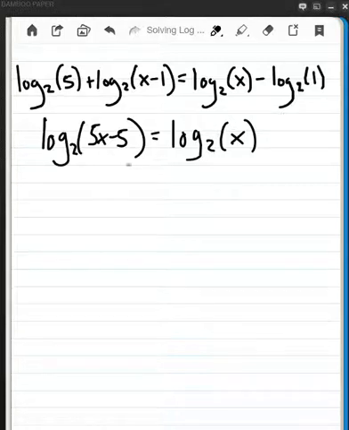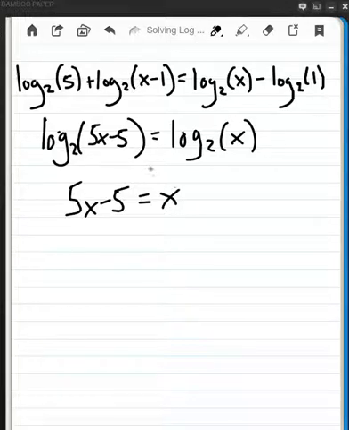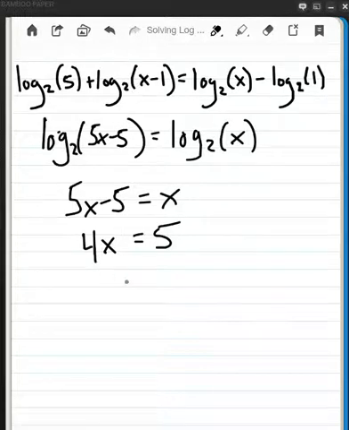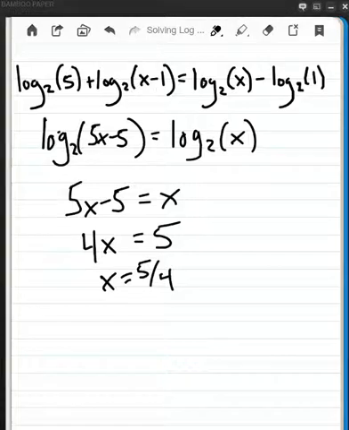Now notice that we have a log equal to a log. They have the same base, so we can set these guys equal to each other. The arguments, that is, 5x minus 5 is equal to x. I'm going to subtract x from both sides, get 4x, and add 5 to both sides. Yep. And then divide both sides by 4. X equals 5/4.